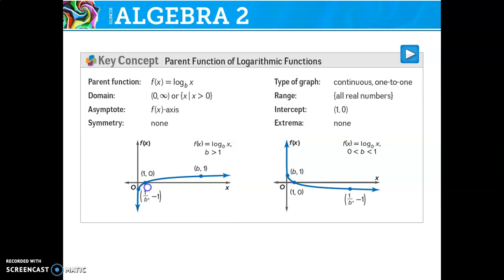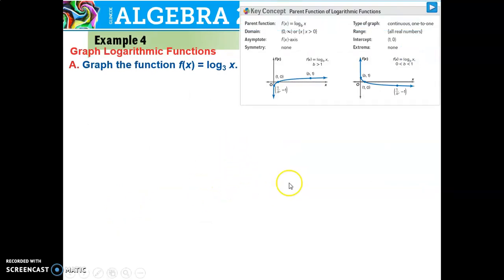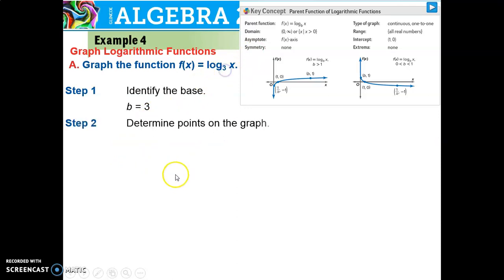So just so you can get used to the shape, and using that, let's see if we can graph log base 3 of x. Feel free to use your calculator to help you out. Identify the base. The base is 3 for this particular logarithm. So determine the points on the graph.